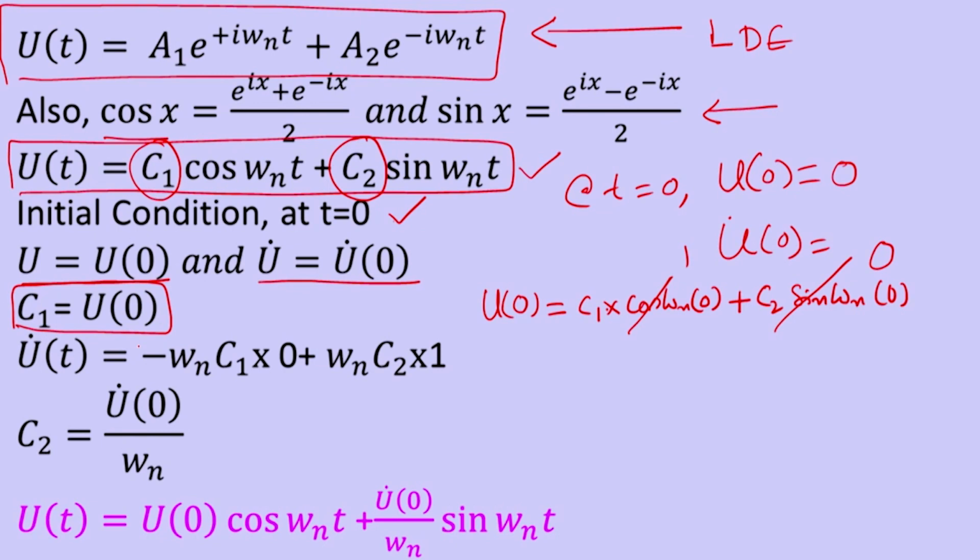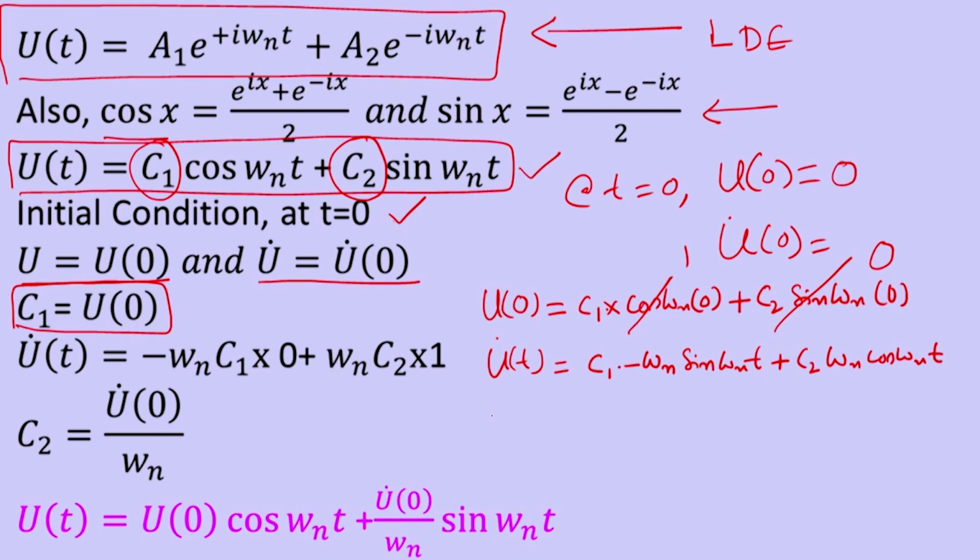Now we need c2. The second initial condition has u dot, but we have the solution u. So we need to differentiate this solution. So u dot of t is equal to, the c1 term will remain like that, then the differentiation of cos will be minus omega n sin omega n t, plus the differentiation of the second term, c2 will remain like that, omega n cos omega n t. Now we need to apply the second initial condition in this one.